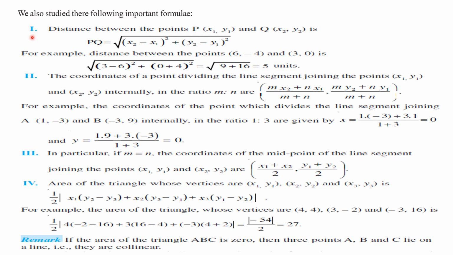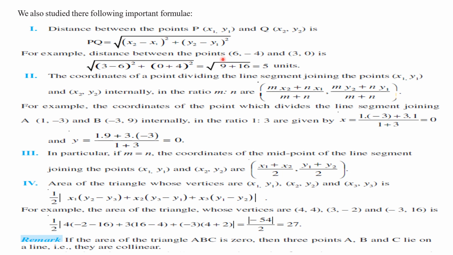See this first point: the distance between the points P(x1, y1) and Q(x2, y2) is PQ equal to the square root of (x2 minus x1) whole square plus (y2 minus y1) whole square. Okay, my children, this is called the distance formula. Let us take an example to apply this formula.